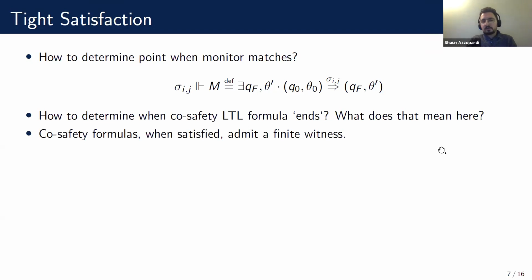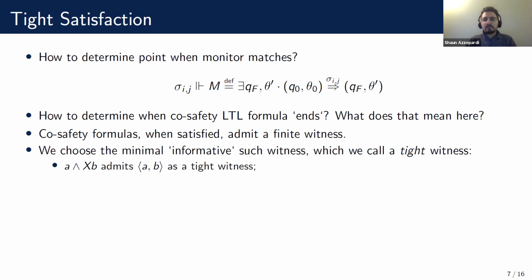Here, we call that cause safety formulas admit a finite witness. And here we're going to be choosing the minimal such informative witness, which we call a tight witness. So for example, if we have A and next B, then the trace AB will be a finite witness. Note that this is the exact point that this trace is satisfied. So any continuation of this will satisfy this formula, and any strict prefix of it does not satisfy the formula.